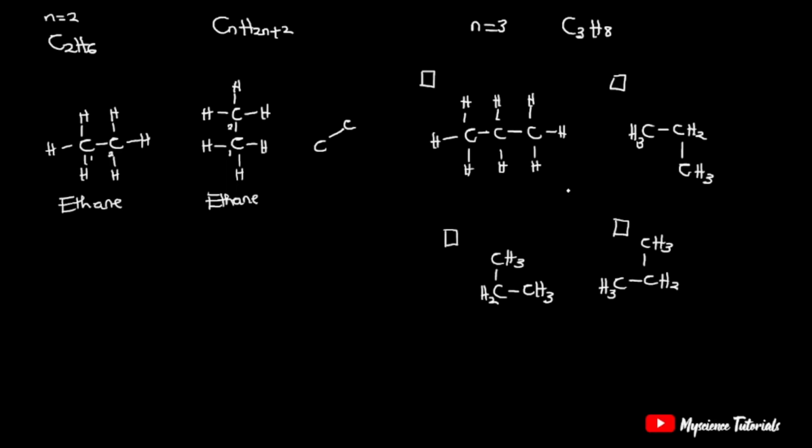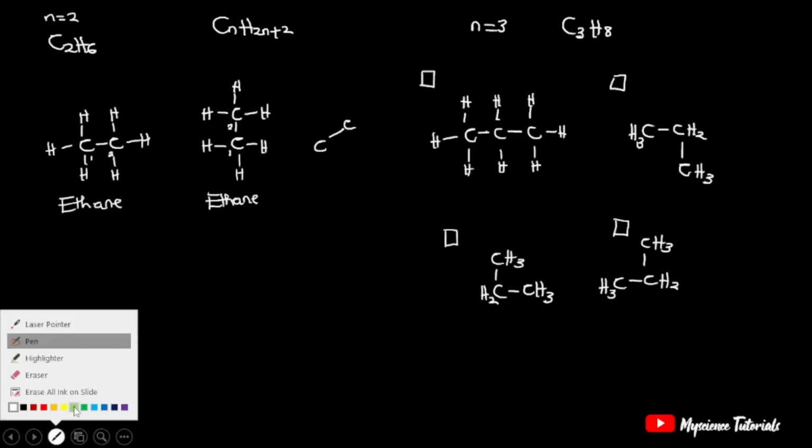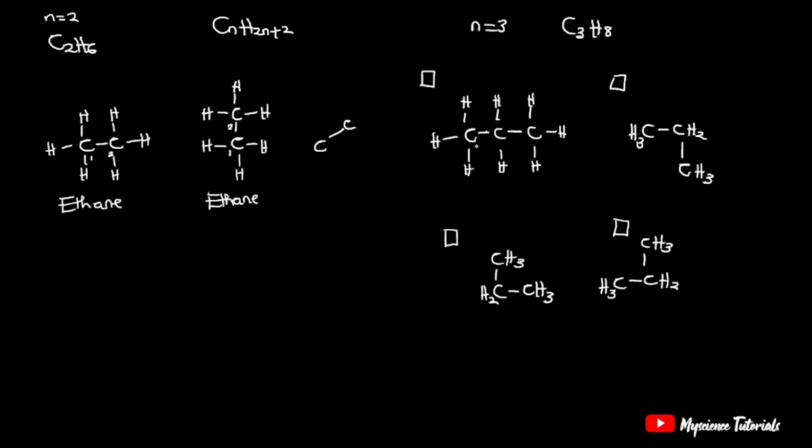Alright, so we get to realize that for this particular framework or carbon-carbon connectivity, we have the 3 carbon atoms directly attached to each other. Okay, so this is carbon 1, this is carbon 2, and this is carbon 3. So this compound, an alkane with 3 carbon atoms, is what we call propane. Okay, so this compound is propane.